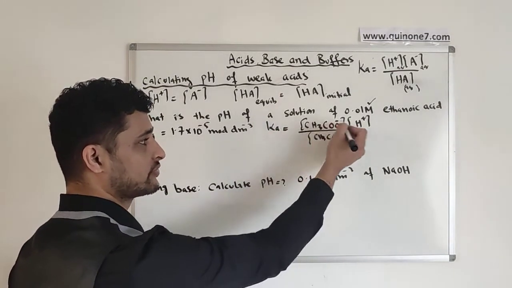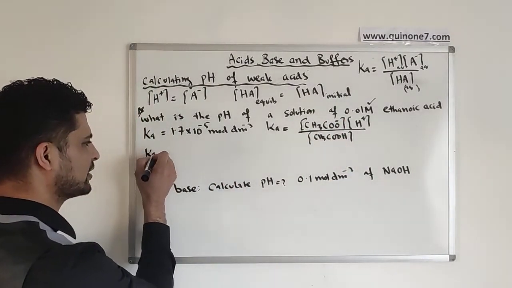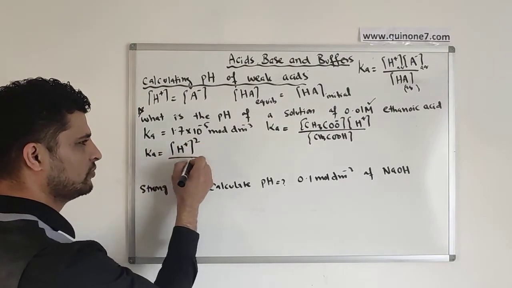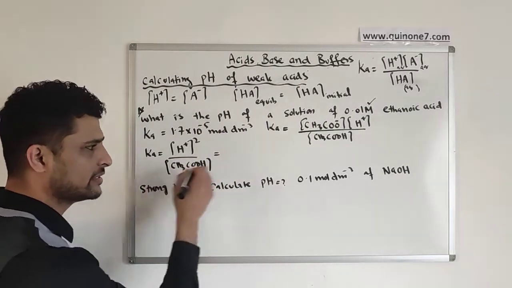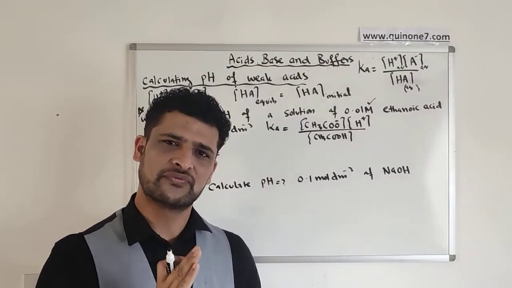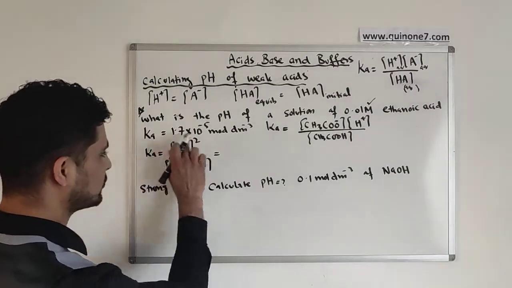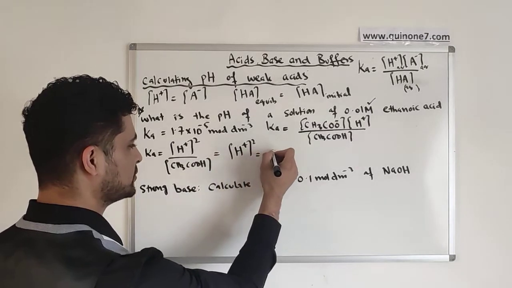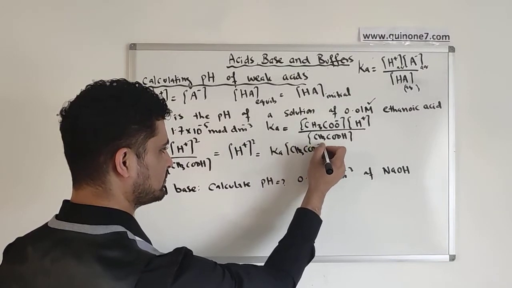Now, the concentrations of the ethanoate ion and the H positive ion are equal as well. So you can rearrange that and say it's H positive ion squared, and you write CH3COOH as it is. To rearrange the equation, our primary focus is to find the pH. In the previous video, I said that if you want to find the pH, your focus should be getting the H positive ion concentration. Based on this, you can rearrange the equation: H positive ion squared is equal to Ka times the ethanoic acid concentration.